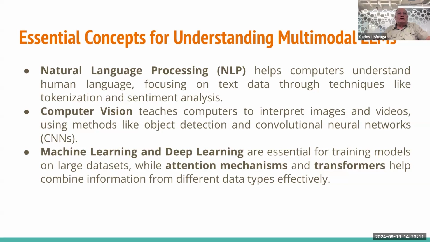To understand how multimodal language models work, we need some basic knowledge about natural language processing, which understands human language, also computer vision, how the computers handle all the different images. And also we need some basic concepts about machine learning and deep learning, and how these models are trained on large data sets, and they must have some attention mechanisms and transformers to combine all the information to process the different types of data.